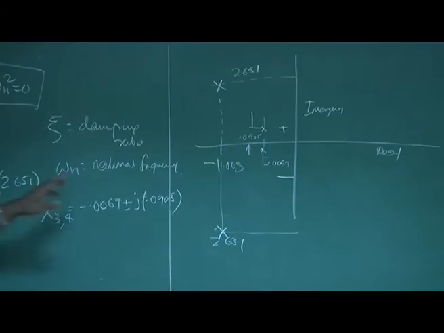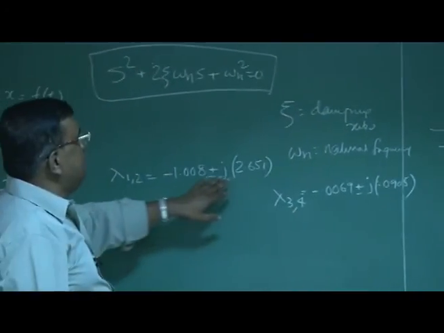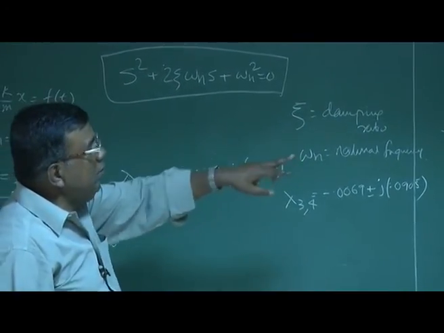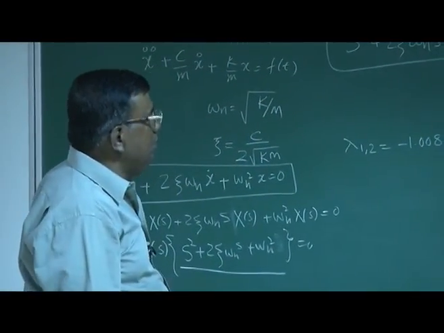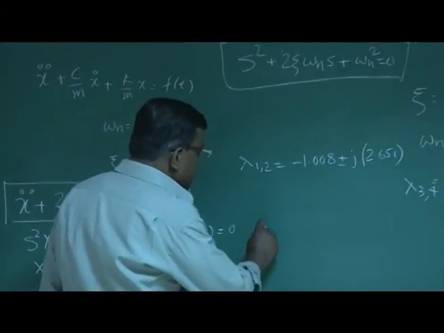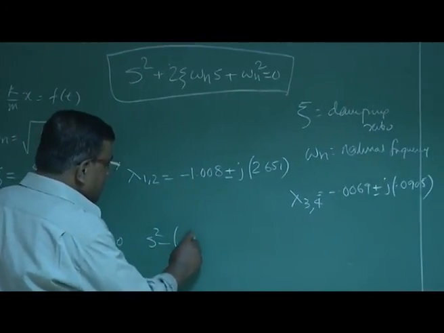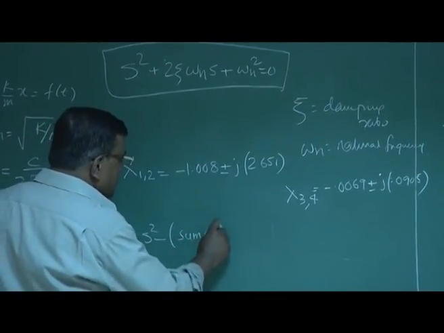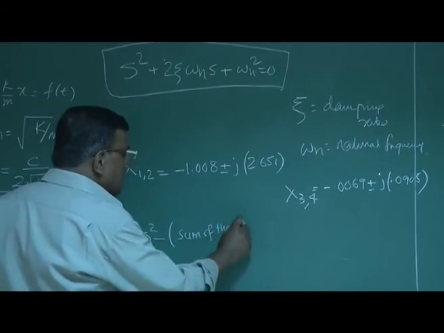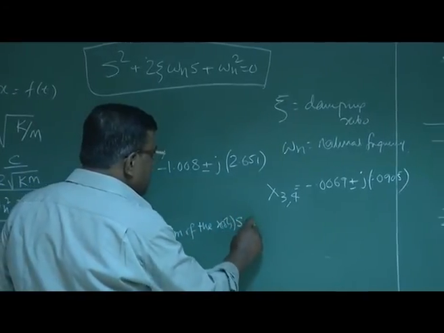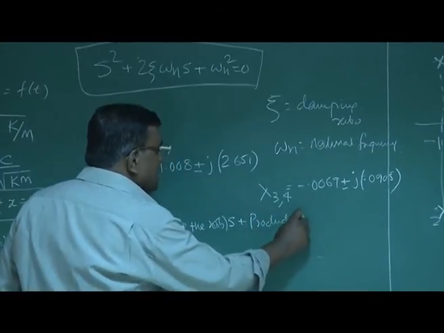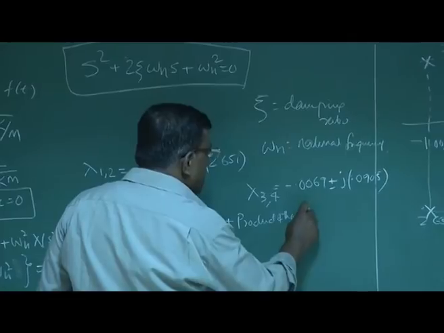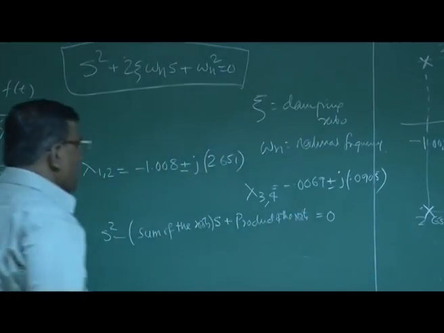So now I come back here. Whether given in this format or that format, I know it's a second order system. I can immediately form the equation. How can I form it? I say S square minus the sum of the roots into S plus the product of the roots is equal to 0. Right?